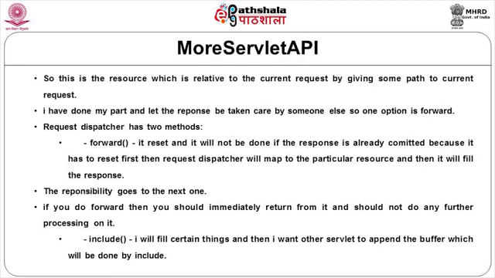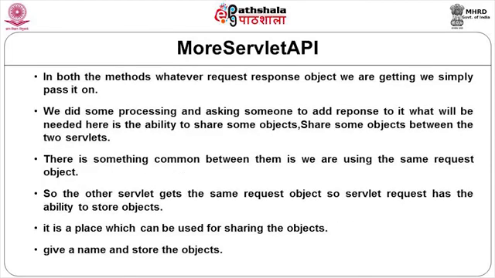What we do in both the forward and include methods is that whatever request and response objects we got in our service method, we simply use those same objects and pass them on. One important thing, what is common here? We did some processing, and as part of the processing we might have computed some results, and then we forward and ask someone else to put the response. What will be needed here is the ability to share some objects between the two servlets.